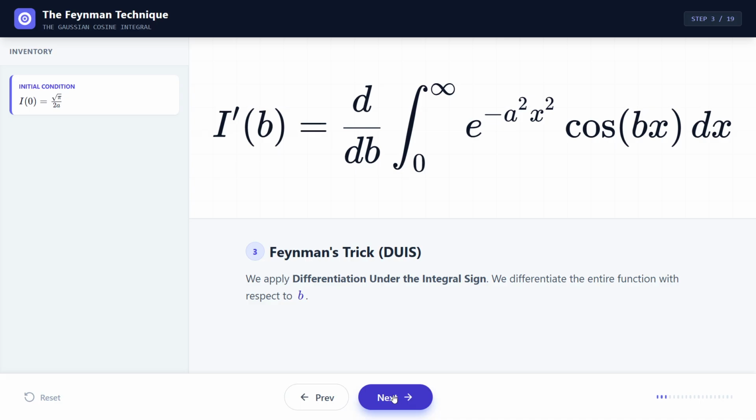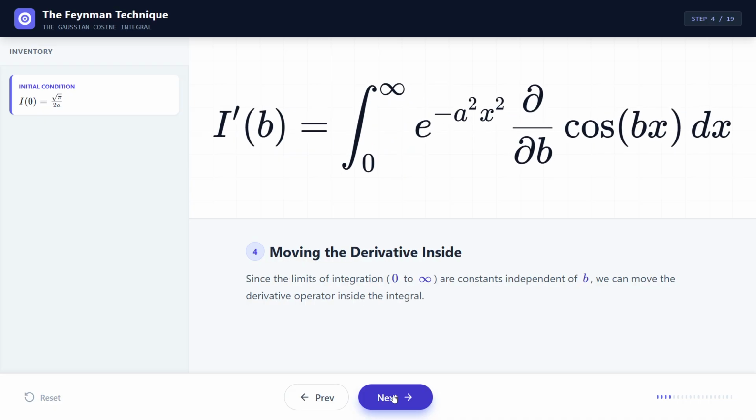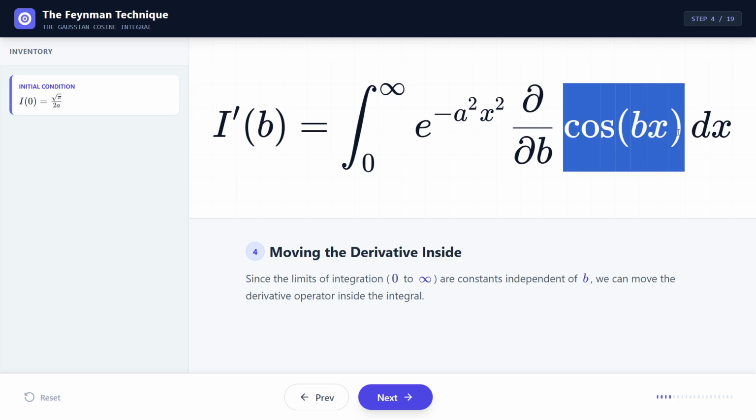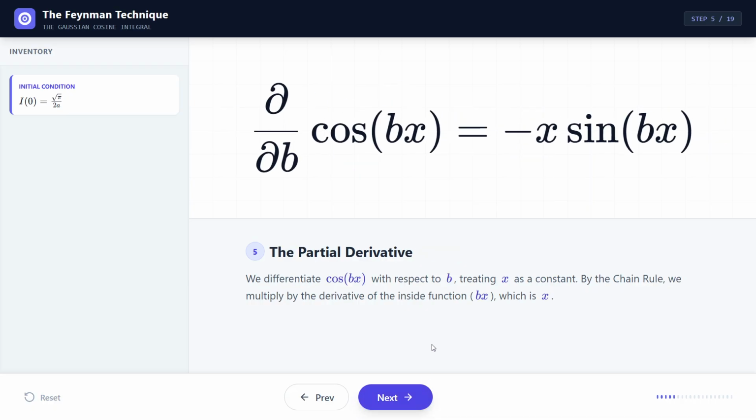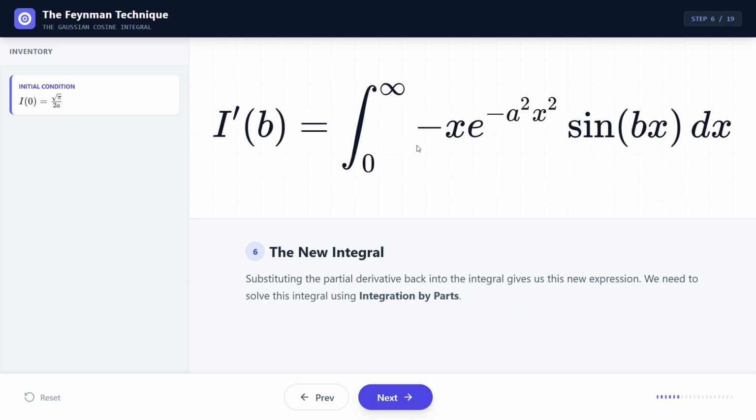So now we're going to take I prime of b, and we're going to use differentiation under the integral sign. That allows us to pass the derivative inside the integral as a partial. And since this part does not depend on b, we treat it as a constant. So we're only taking the partial with respect to b of that. Now the partial with respect to b of cosine of bx, again with respect to b, meaning x is constant, we get negative x sine bx. So now this is I prime of b.